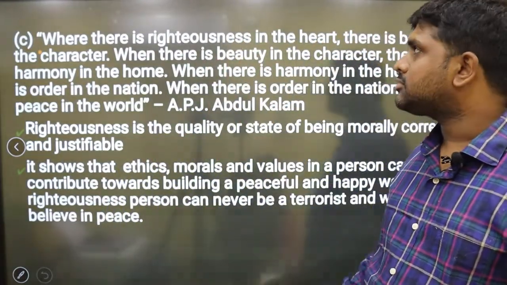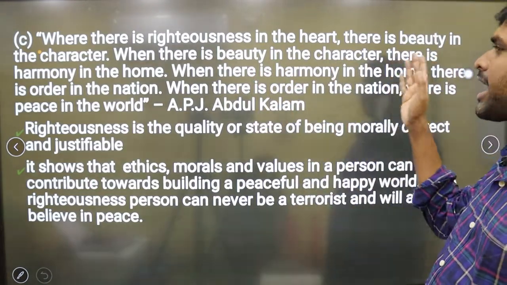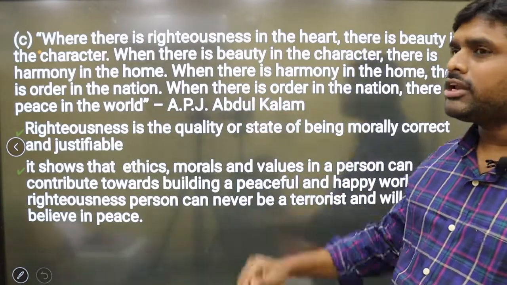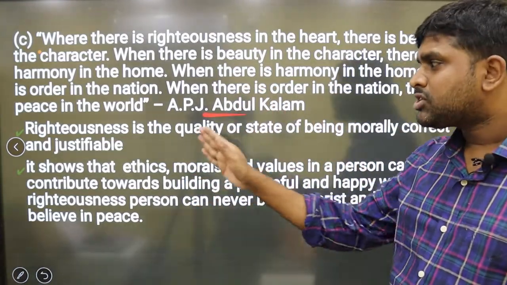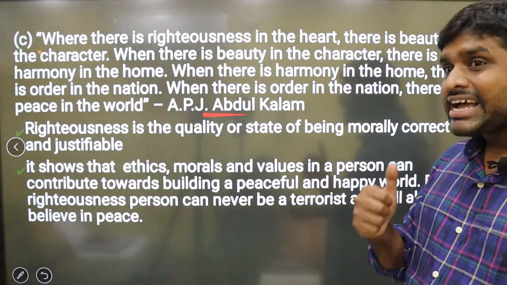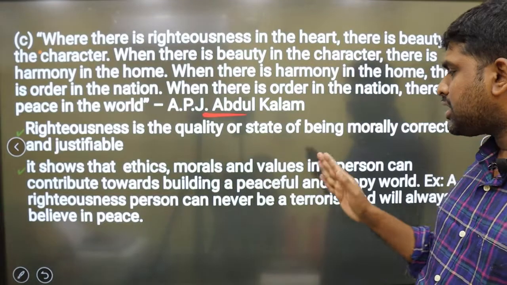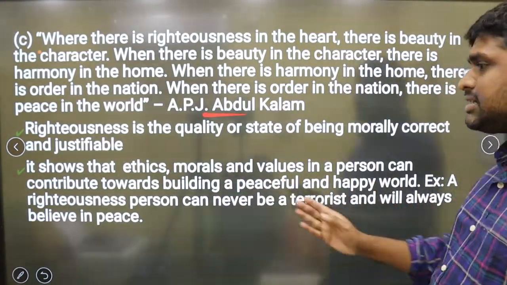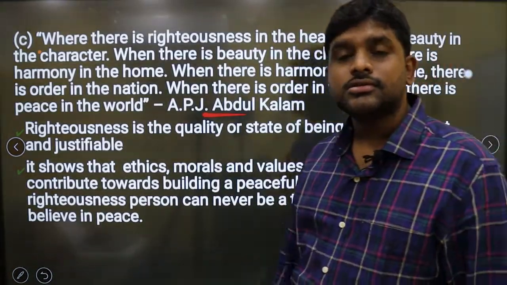Where there is richness in the heart, there is beauty in the character. Where there is beauty in the character, there is harmony in the home. When there is harmony in the home, there is order in the nation. When there is order in the nation, there is peace in the world. Righteousness is the quality or state of being morally correct and justifiable. It shows that ethics, morals and values in a person can contribute towards building a peaceful and happy world. Example: a righteous person can never be a terrorist and will always believe in peace.